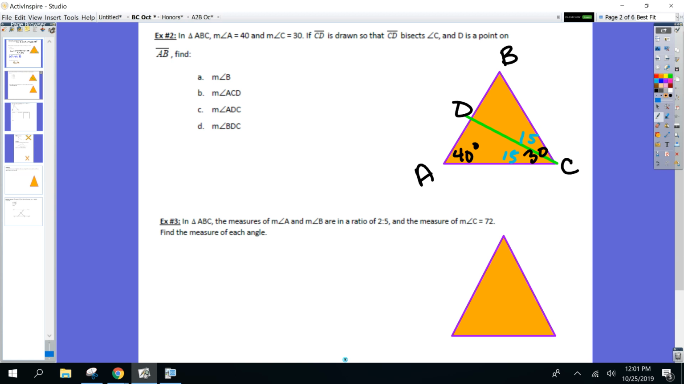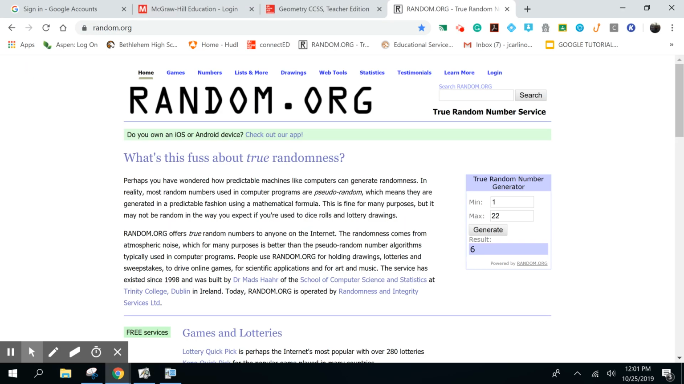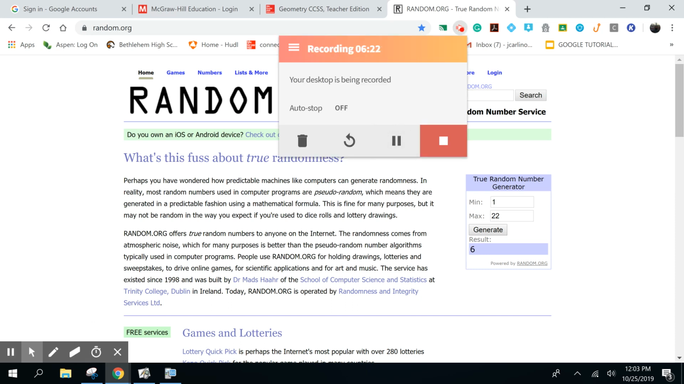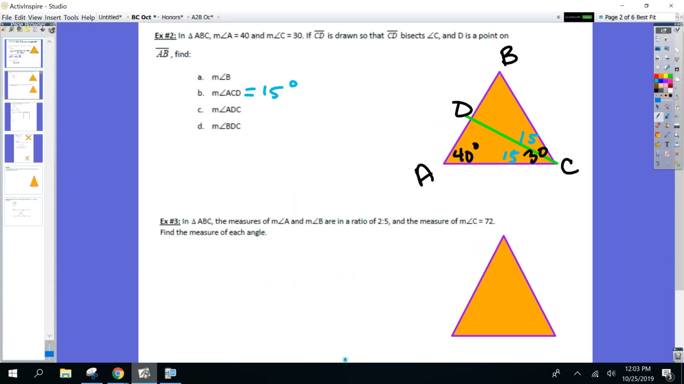So I will let you go right now by yourself or in your group. We've already answered part B. ACD is 15 degrees. I'll let you find parts A, C, and D now. Remember, all interior angles of any triangle add up to 180. All right, let's see what you got for the angle measurements. How about angle B?